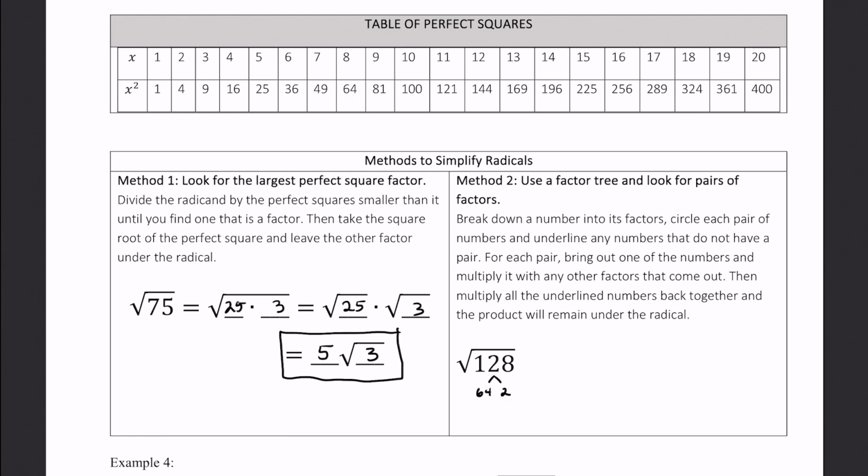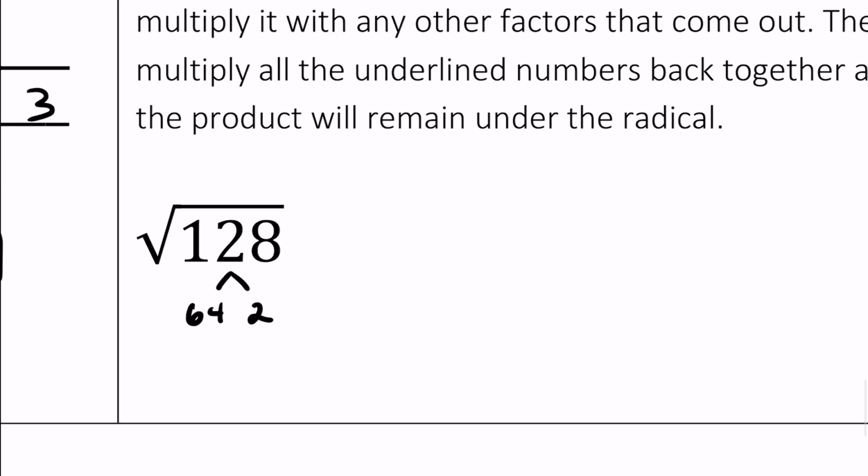64 is a perfect square of 8 because 8 times 8 is 64. Okay? So now I need to keep on going with my factor tree. I can break down this 64. The two numbers that multiply together to give you 64 are 8 and 8. And this is great because, look, we have a pair of the same number. We have a pair of 8. So what I need to do is circle them and just not go further than that.